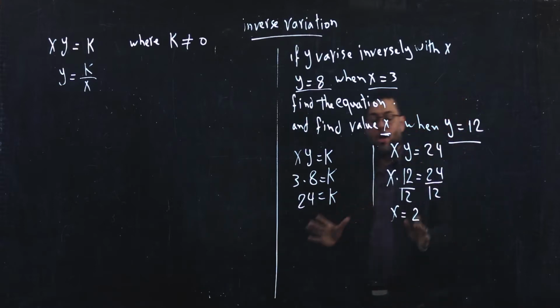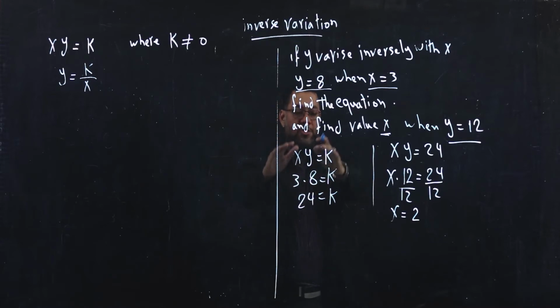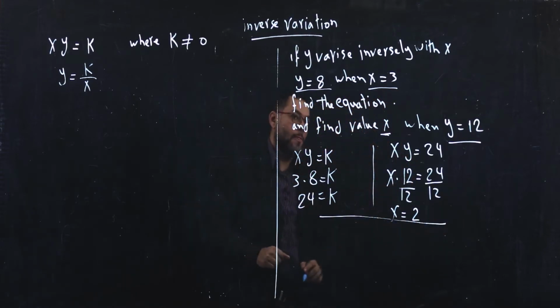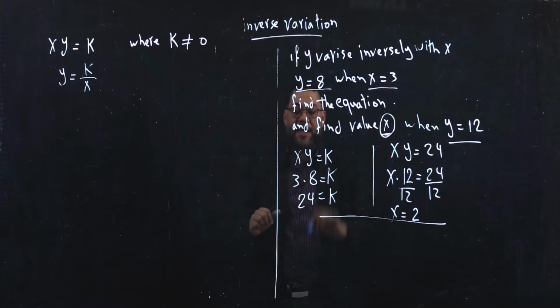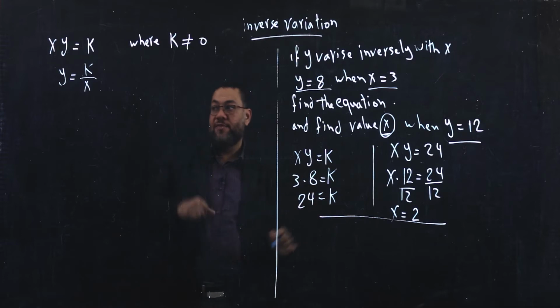We can solve this question another way. This is two steps: this is the first step and this is the second step. We can solve this question in just one step. Look at this. If we want to just get the value of x when y equals 12, and we have y equals 8 and x equals 3, without finding the equation, how to get this? We can just write this equation. I write it here first.